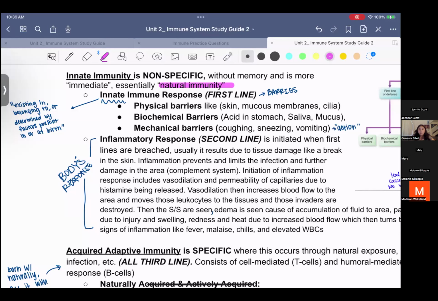Biochemical barriers are acid in the stomach, the saliva, and mucus. All of those liquids and fluids help stop that, right? And break down those things. So we know that saliva and mucus can help break it down. Acid also helps break those things down as well.